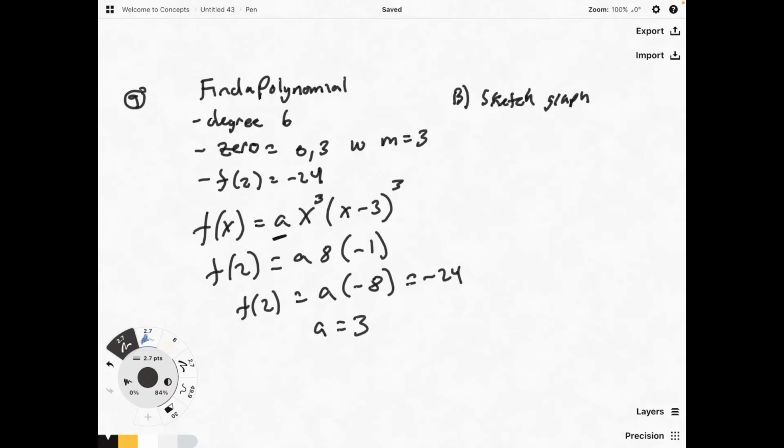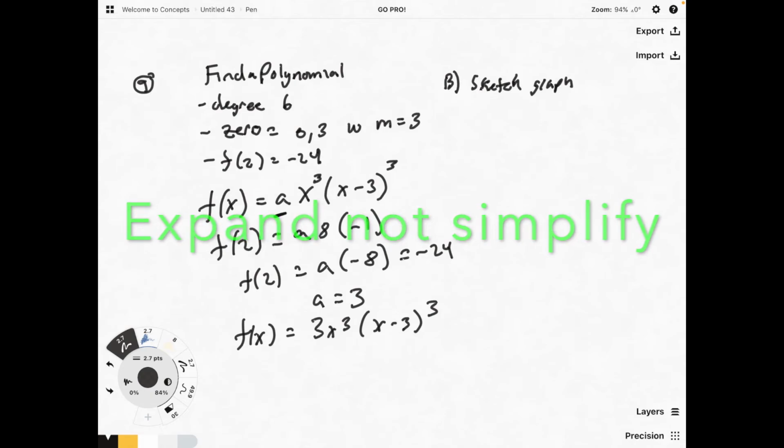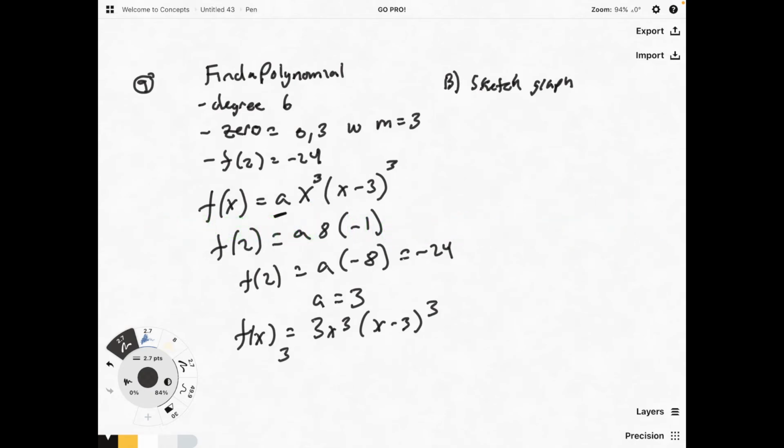Therefore, our polynomial is going to be f of x equals 3x cubed multiplied by (x minus 3) cubed. All we need to do now is simplify. When we simplify, we can write this out: 3x cubed multiplied by (x minus 3), (x minus 3), (x minus 3). Let's do (x minus 3) multiplied by (x minus 3). That's going to give us x squared minus 6x plus 9. And we still have the (x minus 3) here, and the 3x cubed out in front.